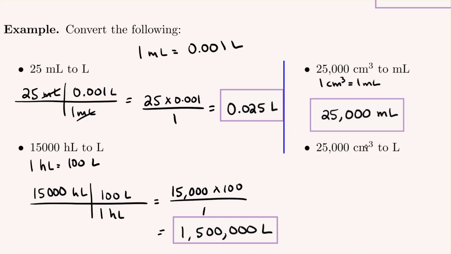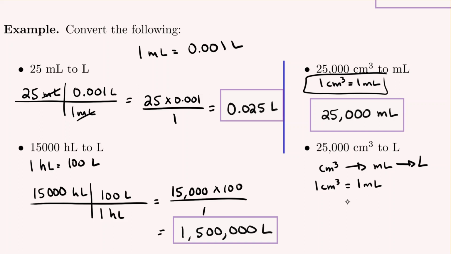Now, to go from cubic centimeters to liters, we know there's not a conversion factor that goes directly from cubic centimeters to liters. However, we do know that cubic centimeters can be converted into milliliters as we did in our last example. And then once we're at milliliters, we know we can go to liters because the conversion factors are 1 cubic centimeter from our chart is 1 milliliter. And then 1 milliliter is 1/1000th of a liter.